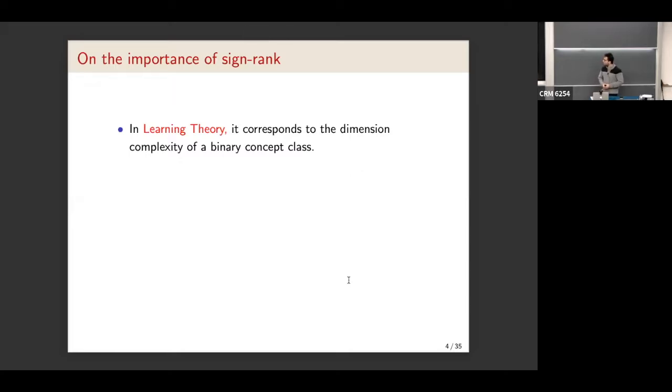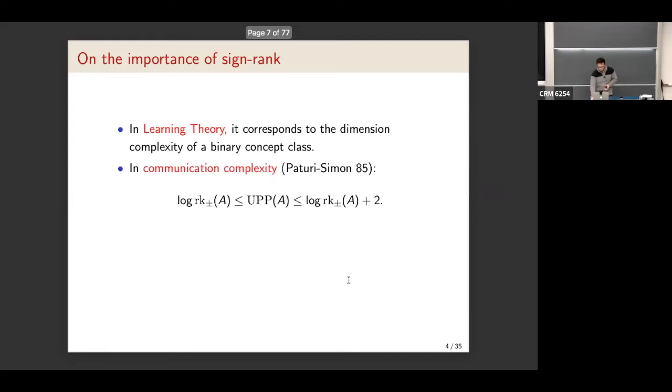I'll mention a few general areas where this appears, and I'll talk about the first two in more detail after this. This notion is so natural, and it appears in so many places. In learning theory, it corresponds to dimension, really, the smallest dimension where you can represent your binary matrix. I'll explain this a bit more. There it's called dimension complexity by some people.